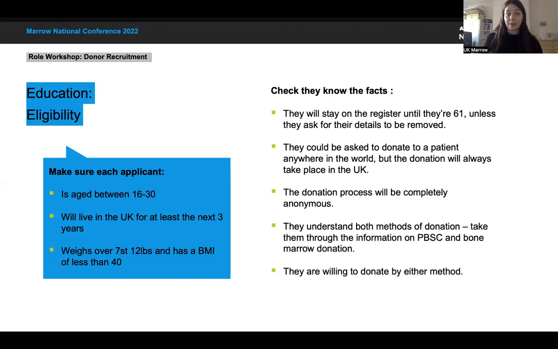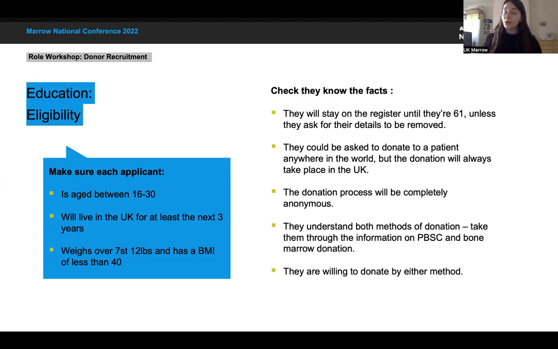Now, the reason we sign up people between the age of 16 and 30, and that includes 16 and 30-year-olds, so as long as it's still before their 31st birthday, we can sign them up, is because our research has shown that people between the age of 16 and 30 are the most favored donors. That never means that people over the age of 30 are less valuable donors or that we don't want them on the register. It just means that we focus our resources on signing up those donors that are most likely to go on to donate, and those are the ones between 16 and 30.